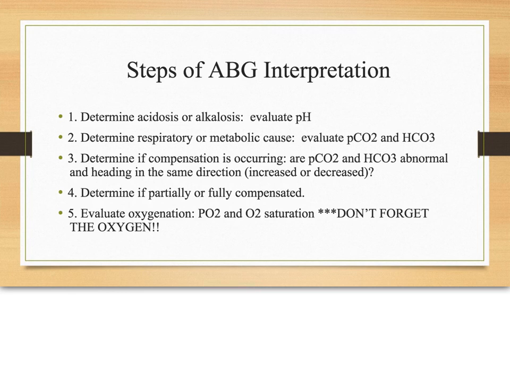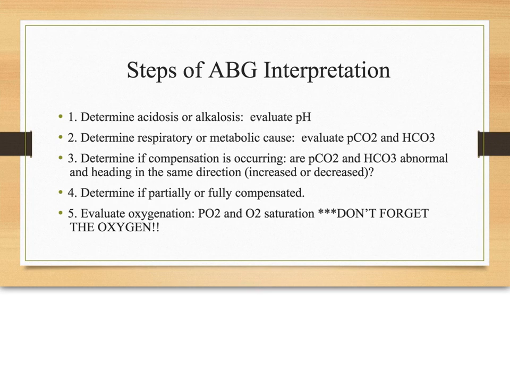Once we have determined the cause, step 3 then is to determine if compensation is occurring. And to do that, you're going to be looking carefully at the PCO2 and bicarbonate. If both are abnormal and both are heading in the same direction, meaning both are increased or both are decreased, that's the red flag to you to know that compensation is occurring. So again, if you see the PCO2 and the bicarbonate both being abnormal and both elevated or decreased, heading in the same direction, that's the clue that there is compensation occurring.